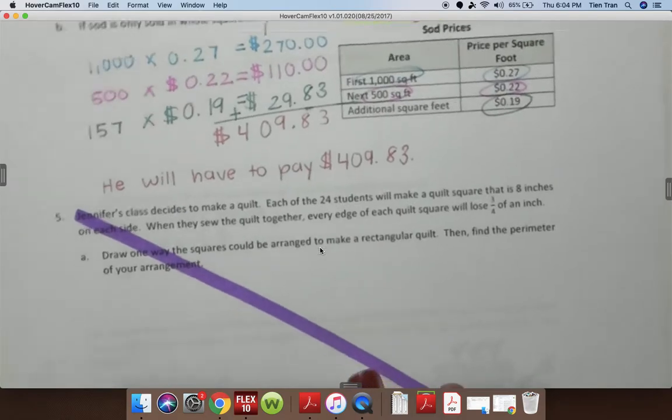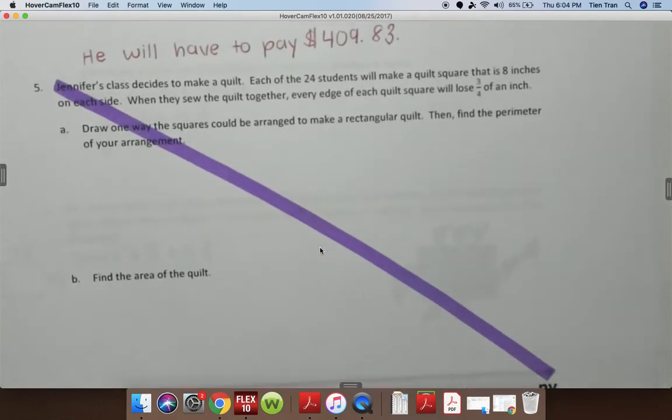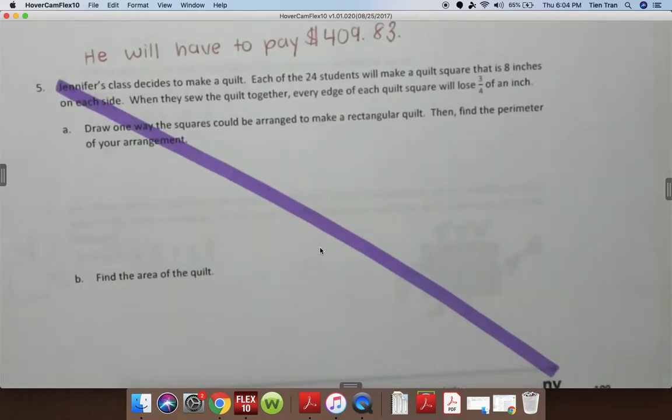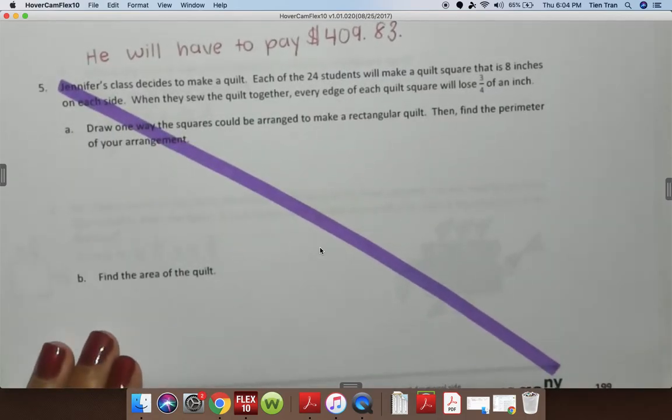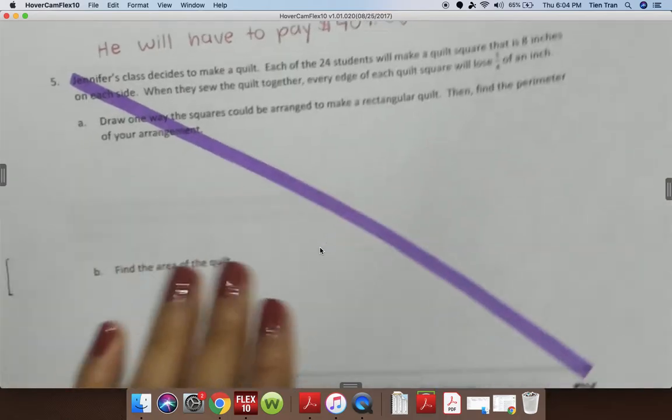I'm going to be skipping problem 5. And the reason being is because I don't want to overwhelm you guys with all these problem sets when there's going to be an example in your homework. Okay, so we're going to turn to the next page.